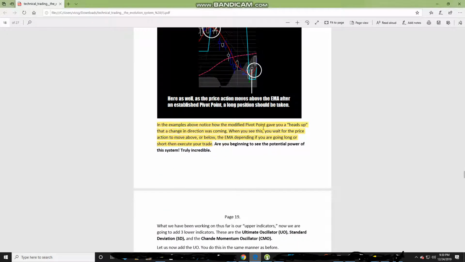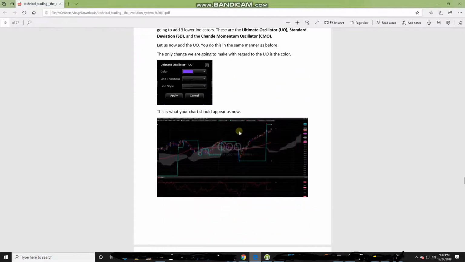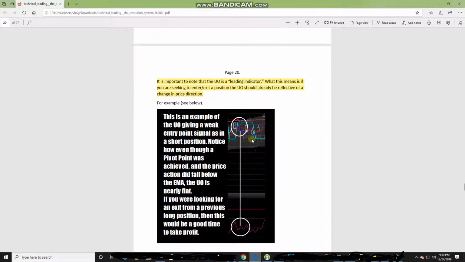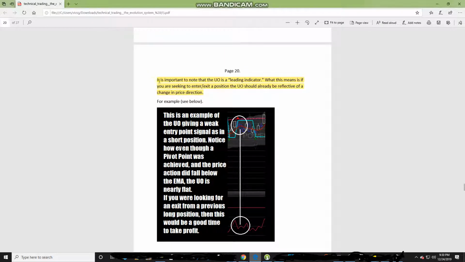You can see it's just a heads up that a change of direction was coming. You wait for price action to move above or below, and then you go long or short, depending on what your bias is. Then we go ahead and add the oscillators in: the ultimate oscillator, standard deviation, and Chande momentum. These will help clarify the price action.